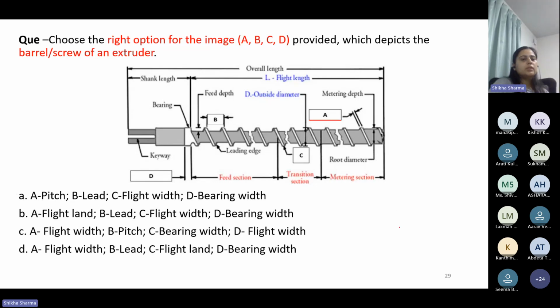Which is pitch, which is lead, which is flight width, bearing width? I think option C. Option C is correct. Someone is saying B. No, ma'am, C. C is the right answer. Anyone else?